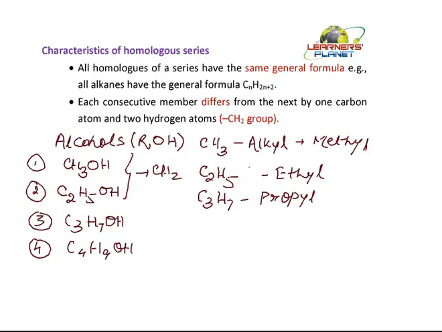It is saying that the homologues of a series have the same general formula. Like alkanes have CnH2n+2, like alcohols have ROH, like aldehydes have RCHO. Like ketones have got what? RCOR. Now each consecutive member differs from the next by 1 carbon and 2 hydrogen atoms. This I have told you.